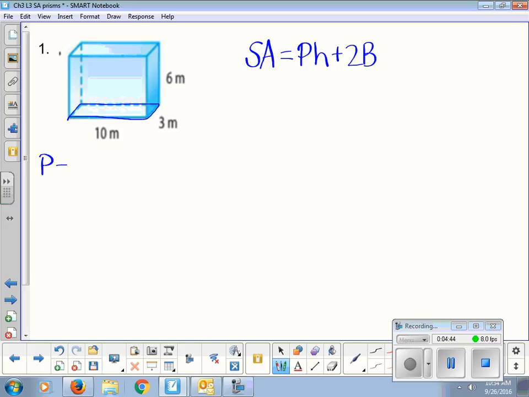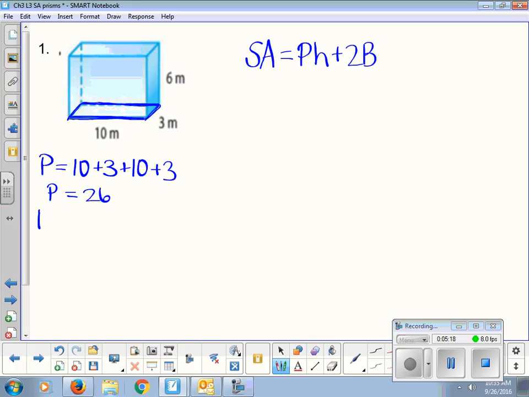So for P, we're finding our perimeter. And for the perimeter of the base, how would we find that? We'd have to add all the sides around this rectangle. So we're adding 10 plus 3, and then this side would also be 10 and 3. When you add them all together, what do you get? 26. So we know that our perimeter is 26.